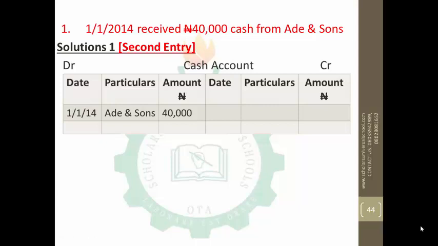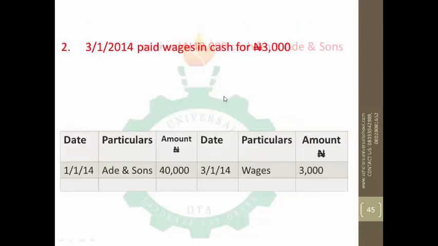Don't open more than one particular account. We have said that an account is used for sorting all transactions that relate to that account in a particular ledger. So if you encounter any other cash transaction, don't open another cash account. Please always put it in this particular cash account. So in this second entry, it said paid wages in cash 3,000 naira. You are not opening another cash account. You are putting it with the first transaction.